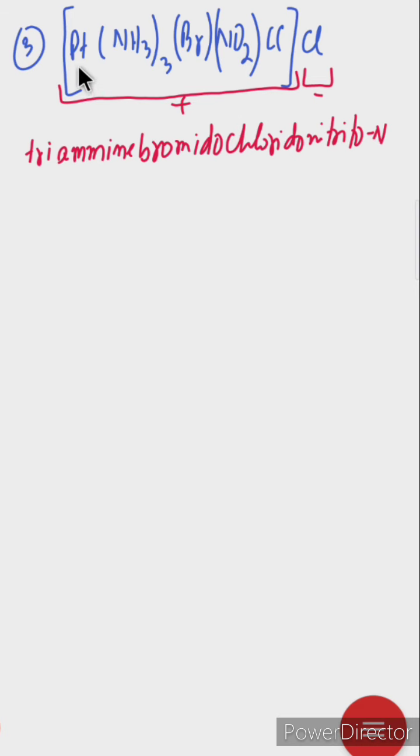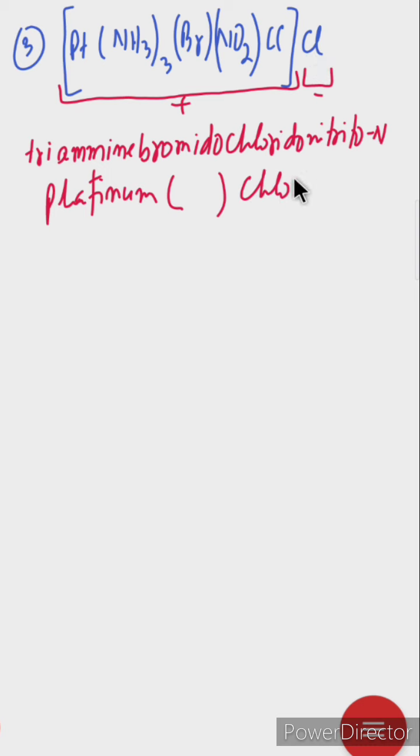So now I need to write the name of the central metal, which is platinum, because the sign of the complex is positive, so I need to write platinum, not platinate. So this is our central metal, platinum. After writing the central metal, we need to write the oxidation number here. But before that, let me complete this anionic part also.